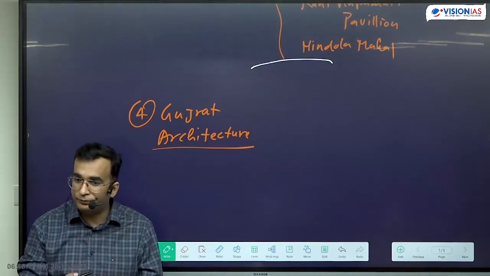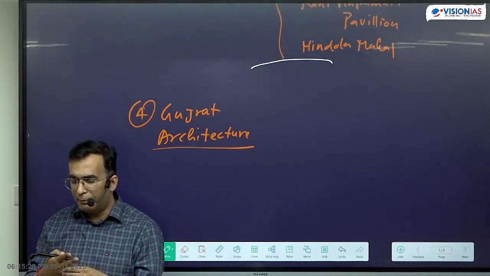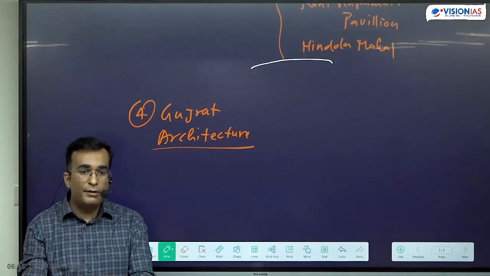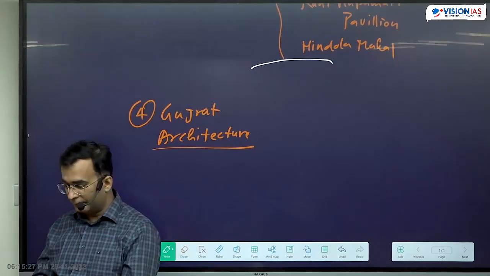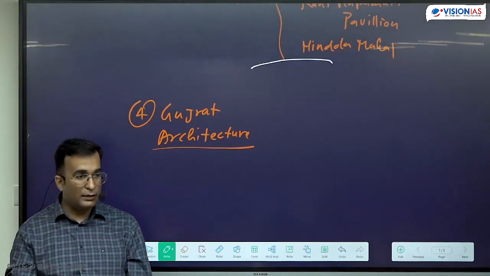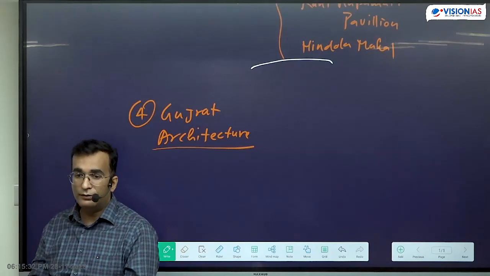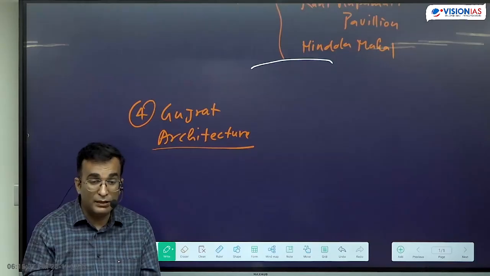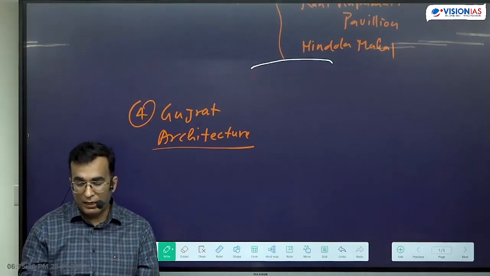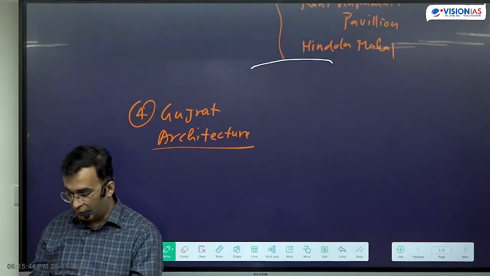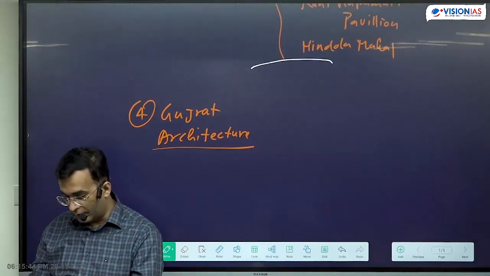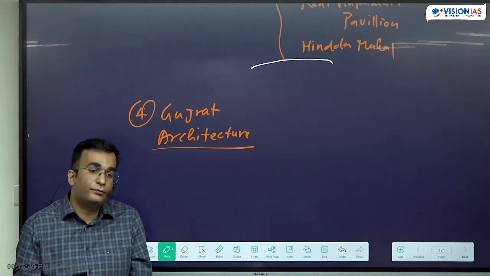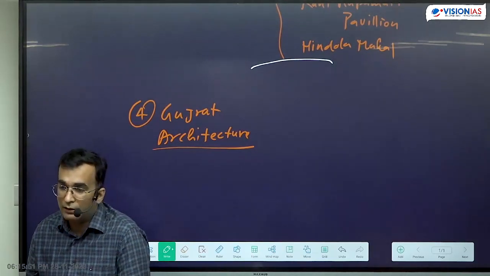So mention, it was developed by Islamic rulers of Gujarat like Ahmad Shah, Muhammad Shah, and Bahadur Shah. Done. Then further you write, and Bahadur Shah.